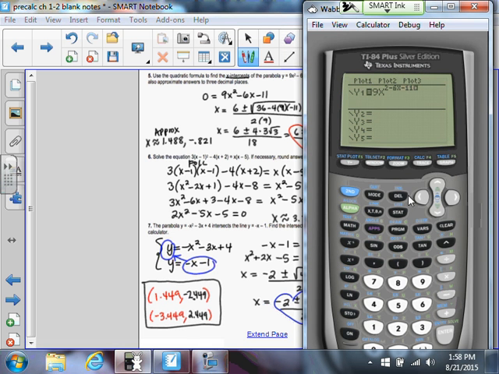Oops, no one told me I was doing that. Oh no. Sometimes it's a little different than my calculator. So minus 6x minus 11.